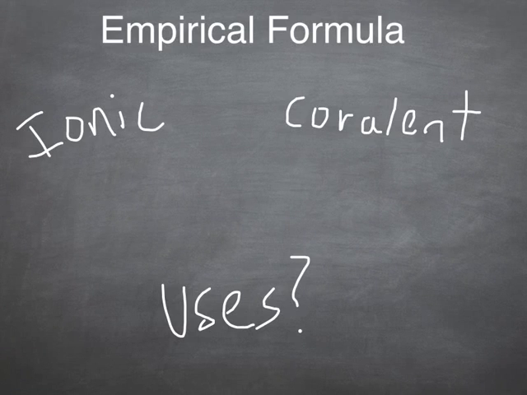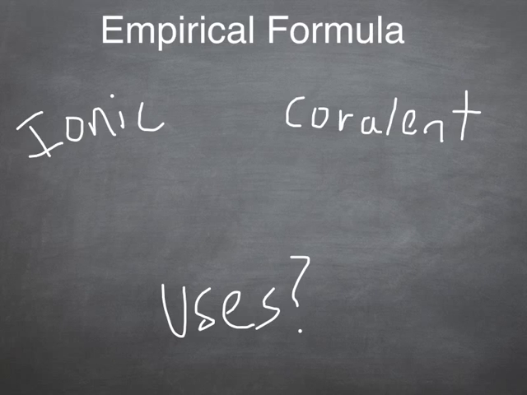Welcome to Monochemistry. Today we are going to look at an important concept called empirical formula. Now, I've got three little headings here for you: ionic, covalent, and uses. But before we do that, I'm just going to define what an empirical formula is. An empirical formula is a chemical formula that's written with the atoms in their simplest possible terms. I'm going to go through some examples of that a little bit later on, but that's what it is. It's a chemical formula with atoms written in their simplest possible terms.